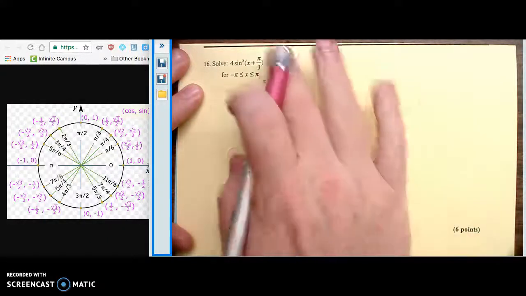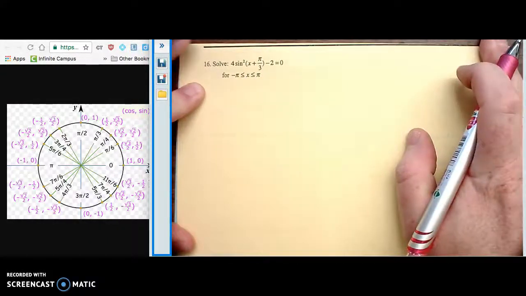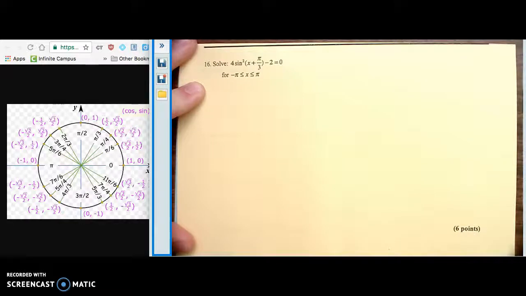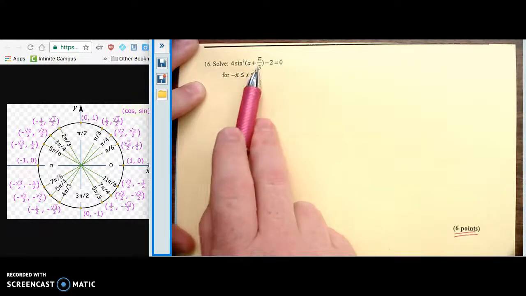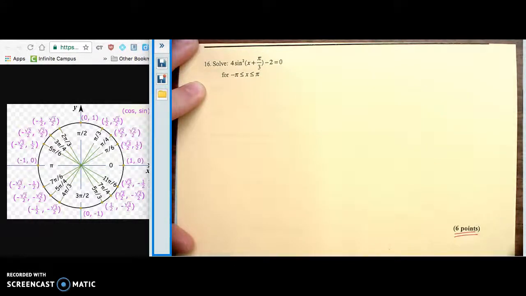Hi guys, this is problem number 16 from the test you just took, and I wanted to go over this because a lot of you guys had trouble with this question. It is one of the highest point valued questions on the test, but it is a challenging problem because it's one of those problems where you need to adjust the domain to fit the new angle that's being represented. So I wanted to walk you through this just in case you saw something like this again.